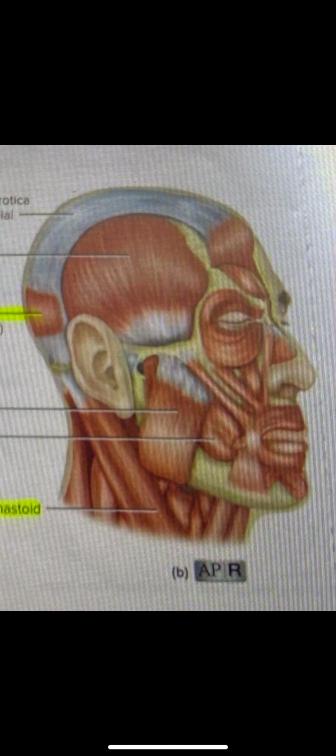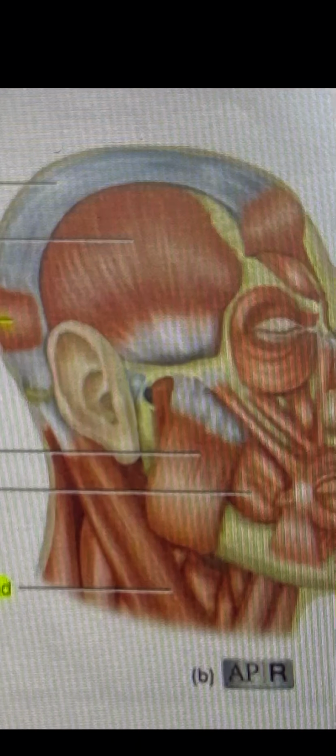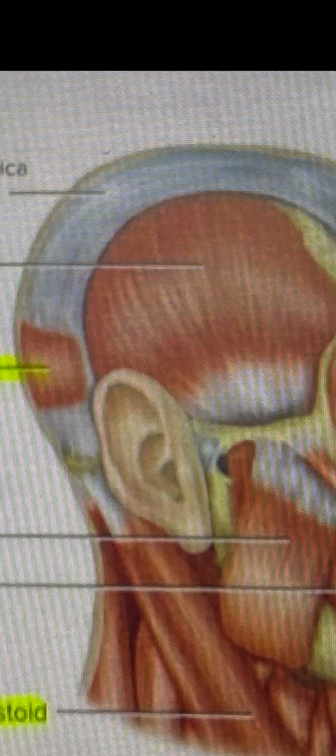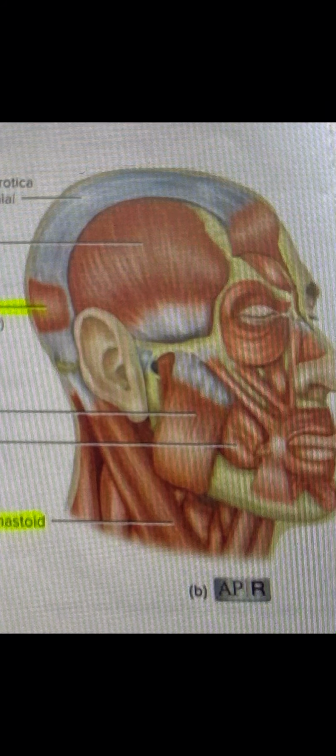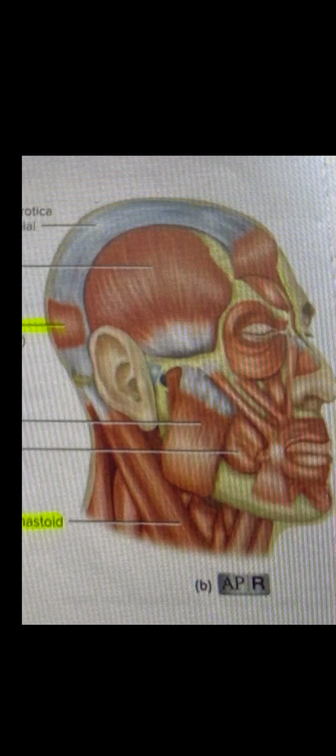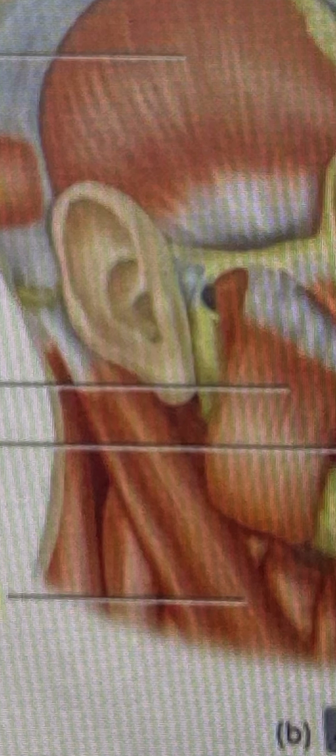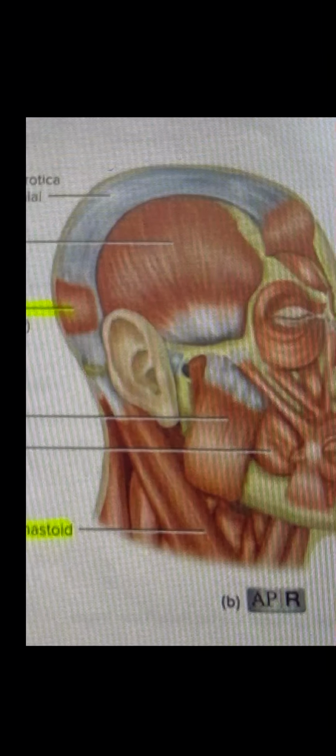And then to the next page, on the side of the head is the temporalis, which will be the large muscle right on the side. And then you can see the epicranius occipital belly, which is the back part of the head. The masseter, which is the jaw for chewing part. And then the sternocleidomastoid, which is on the side right here.